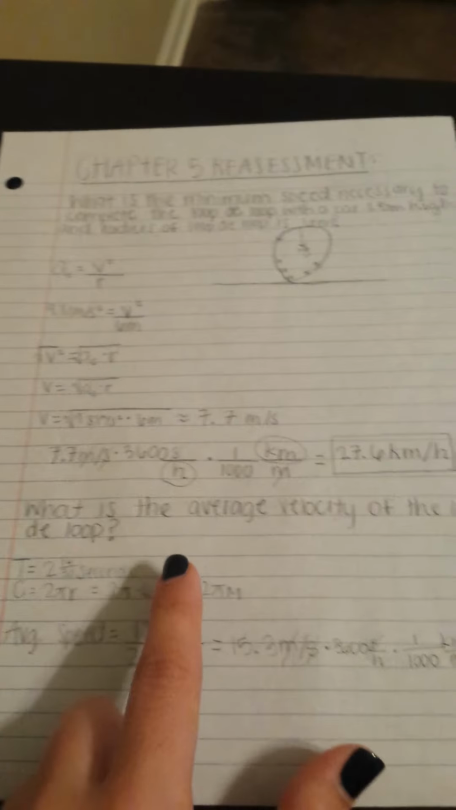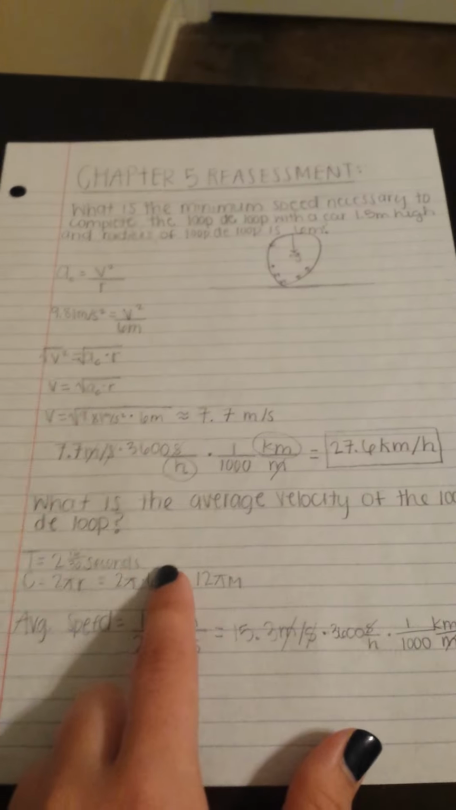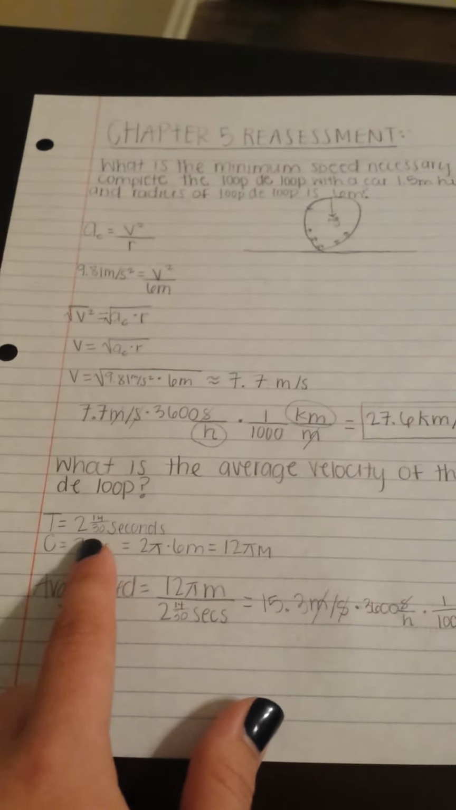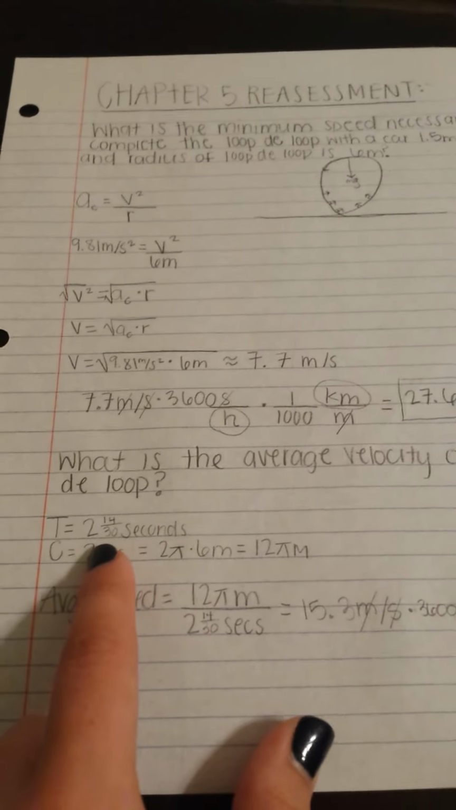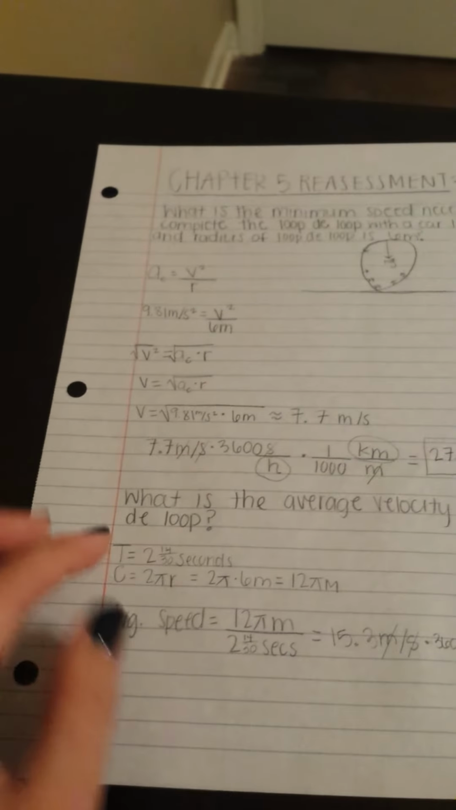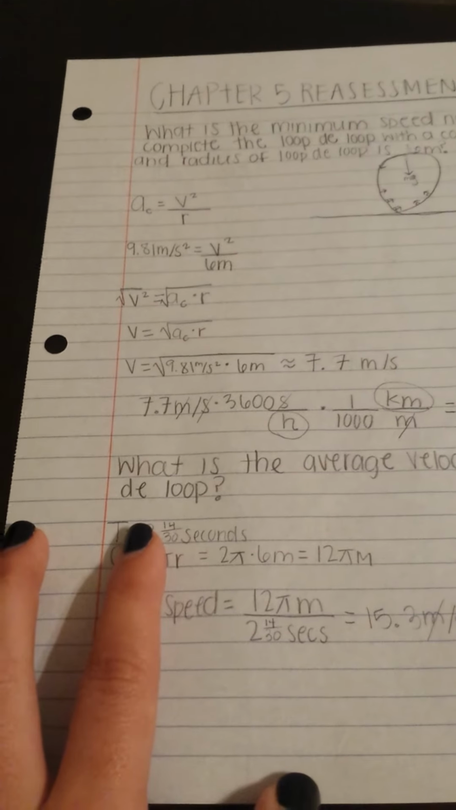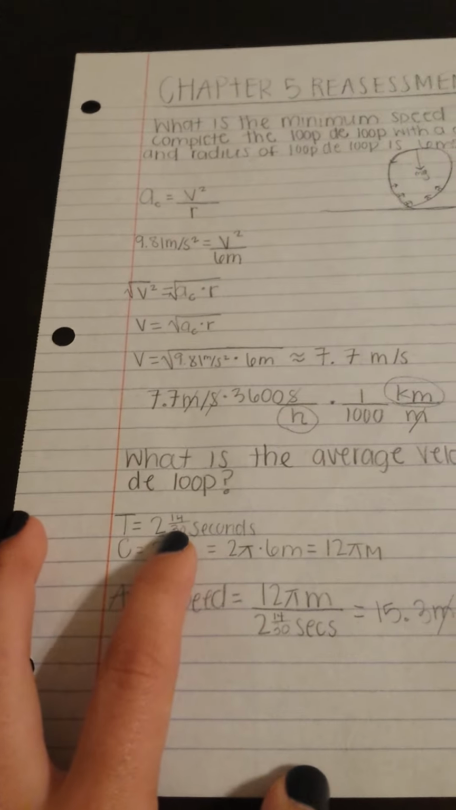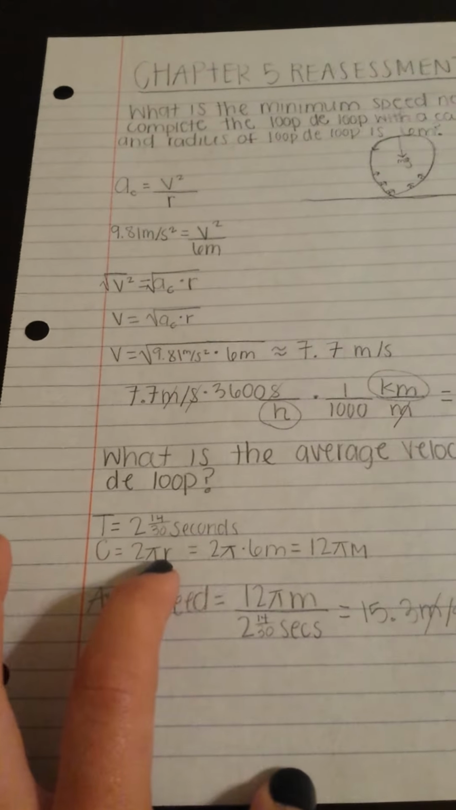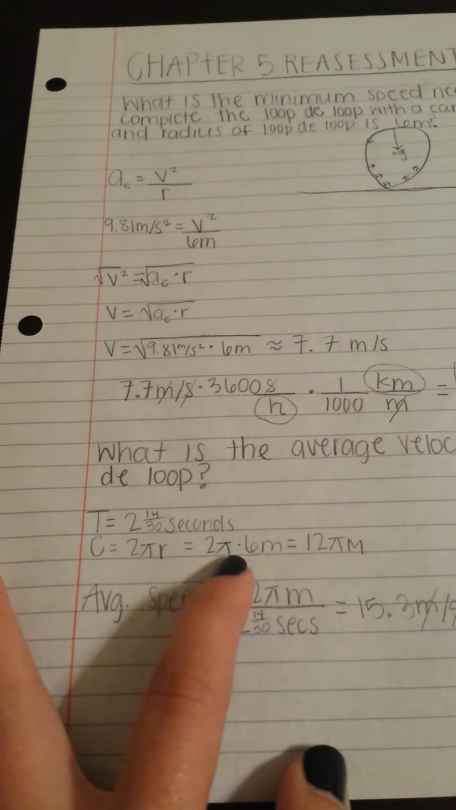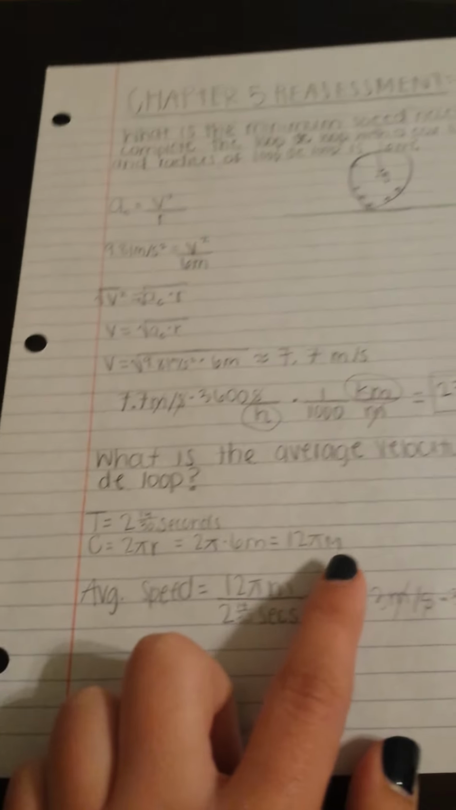And then I went further to say, what is the average velocity of the loop-de-loop? So say that the time it took for the car to get around the loop-de-loop one time at this velocity was 2 seconds and 14 frames in a 30th of a second. And we know the circumference is 2 pi r, and we know the radius, so we can solve for that. 2 pi times 6 meters would be 12 pi meters.